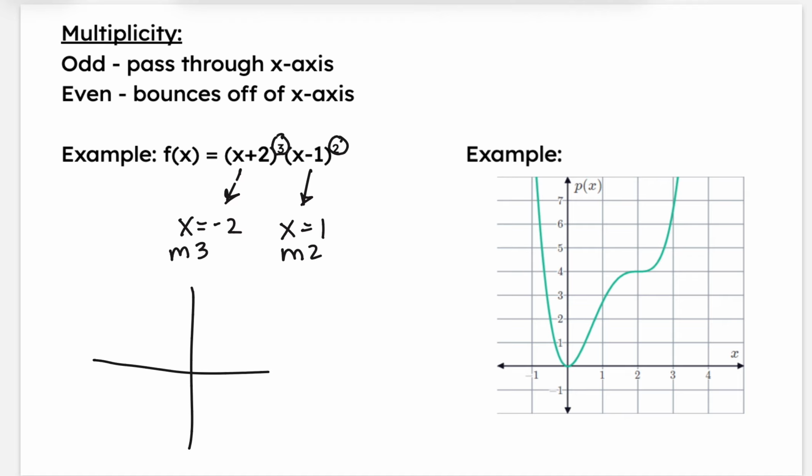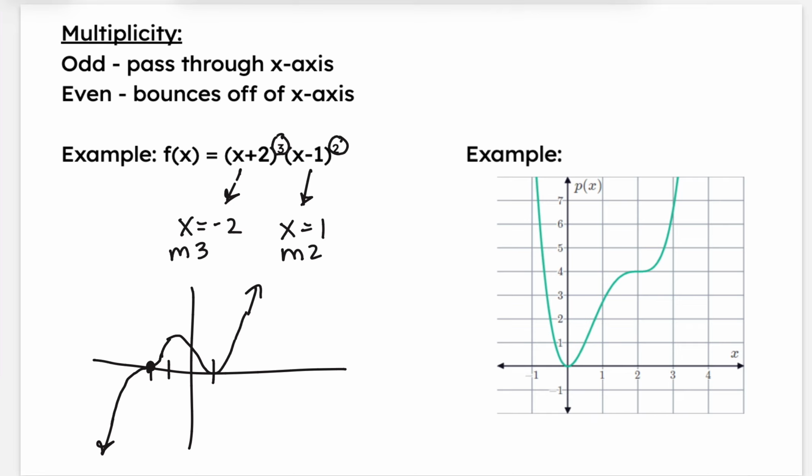So if I were to graph this, let me just sketch a rough graph here. If we count up our degree, this is a degree 5 polynomial, and it's odd and positive, so we know it's going to start down on the left and head up on the right. And so we know that it passes through -2, but it's going to kind of flatten out a little bit like that if you were to graph it, and then it's going to bounce off of 1. So that's what that graph would look like.